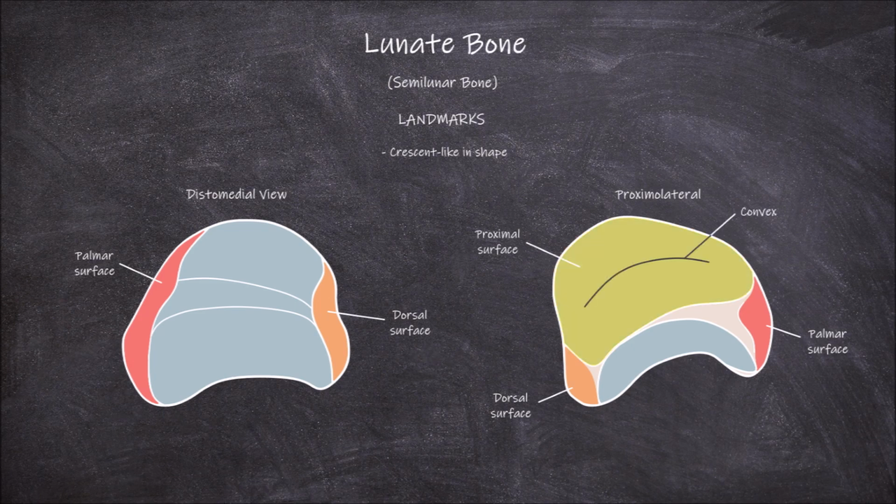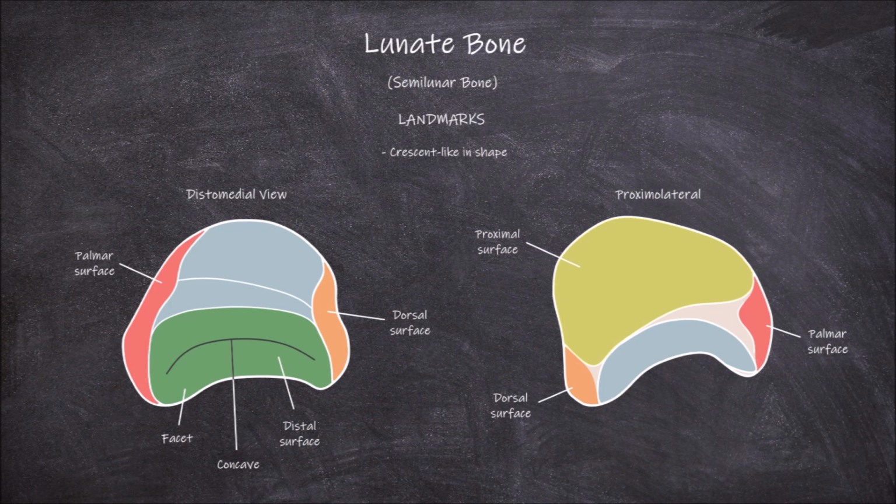This surface is convex in shape and has an articular surface for articulation with the radius bone and the articular disc of the distal radio-ulnar joint. The fourth surface is the distal surface. This surface is very concave in shape and has a facet on it for articulation with the capitate bone.